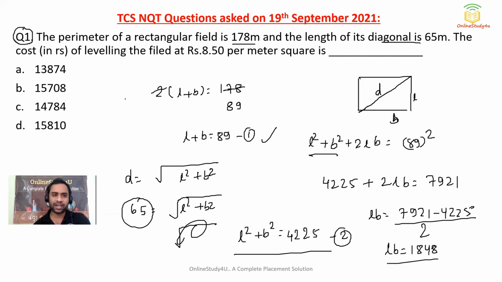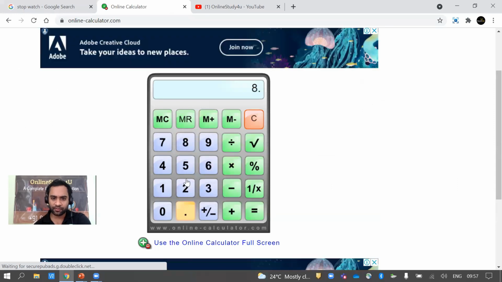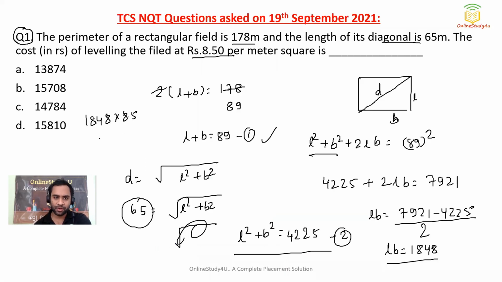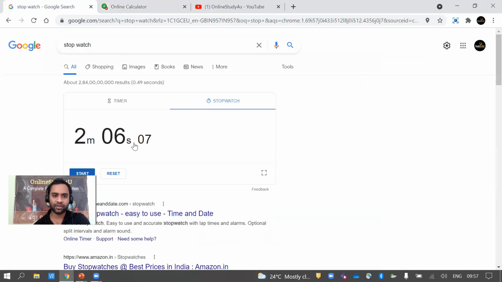Now what they are telling is the cost in rupees of leveling the field at 8.50 per square meter. So it will be 1848 into 8.5, which will be equal to 15708. Okay, I have done it using the calculator. Now stop the stopwatch timer, and let us see how much time it took. You can see that for this question, 2 minutes was required.